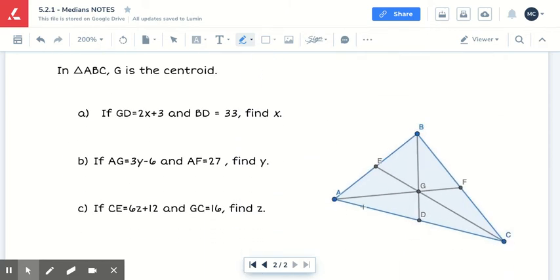Okay, for this last one, this time we're adding in a little bit of algebra. So I think I'll do one of them with you, and then I suggest you pause and try the other 2 on your own. So here we go.